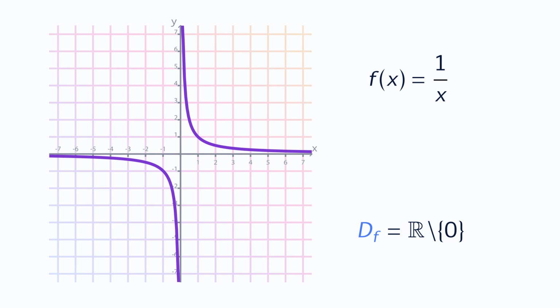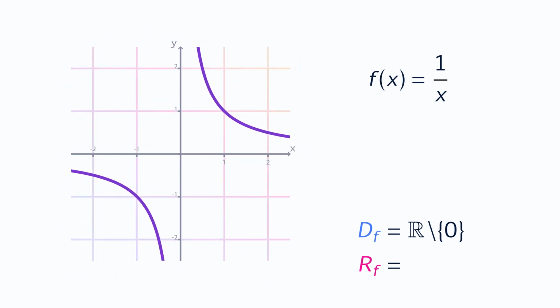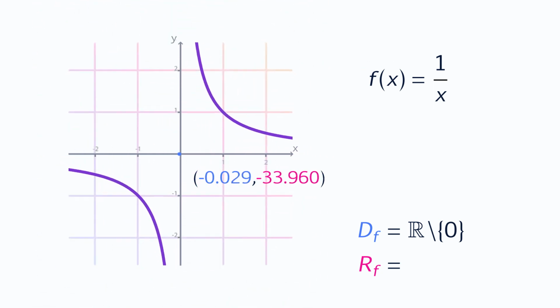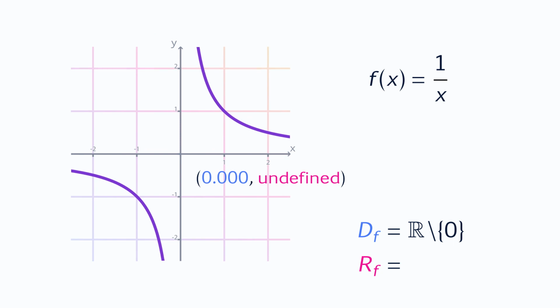Next, you want to find the range of f, known as R_f. First, let's take a closer look at the area around x = 0. On the left side, where x is negative, you notice that the graph extends far downward along the y-axis. Here, the function gets large negative values. This happens right as x becomes a very small negative number, close to 0. The reason is that as you divide 1 by a super small negative number, you get a super large negative number in return.